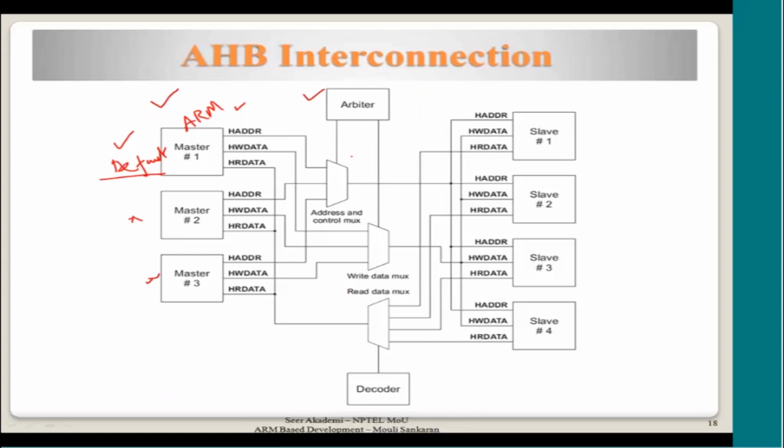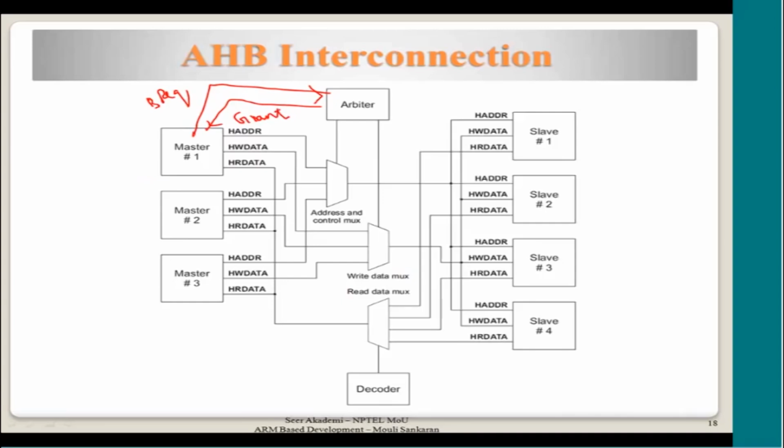So this is what all the interfaces with the arbiter and the master look like. There is a bus request coming from the master to the arbiter, and a grant going to the particular master.